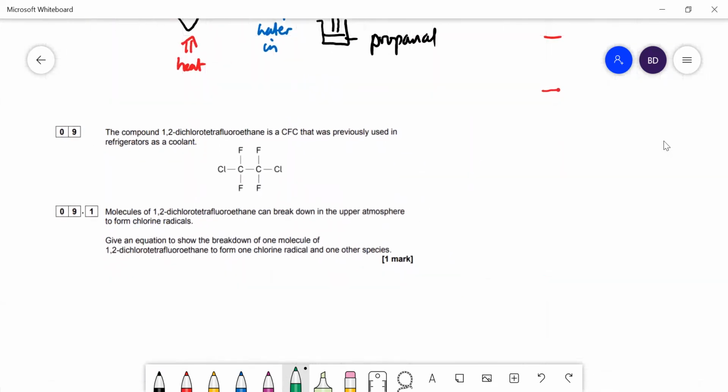Right. So we've got a fluorocarbon, CFC, chlorofluorocarbon there. And they can break down in the upper atmosphere to form chlorine radicals. Of course they can go on to cause depletion of the ozone. They're probably going to ask about that next. But first of all, give an equation to show the breakdown of one molecule of 1,2-dichlorotetrafluoroethane to form one chlorine radical and another species.